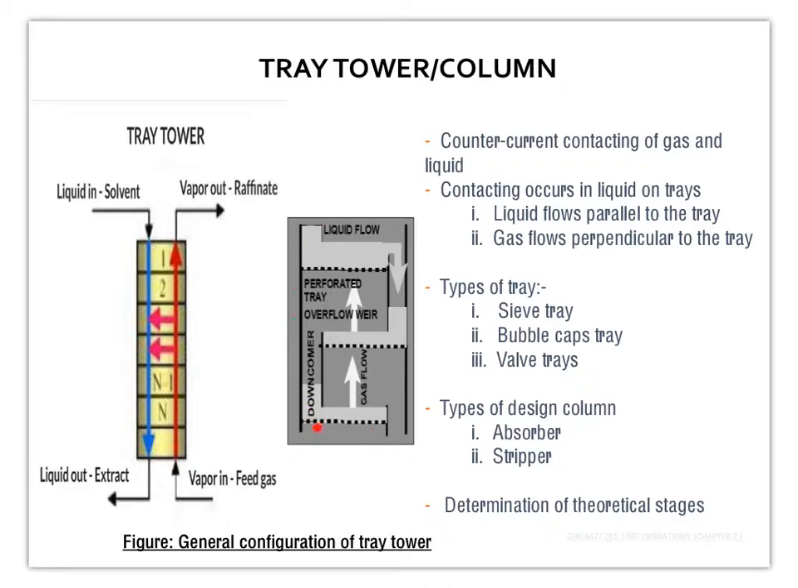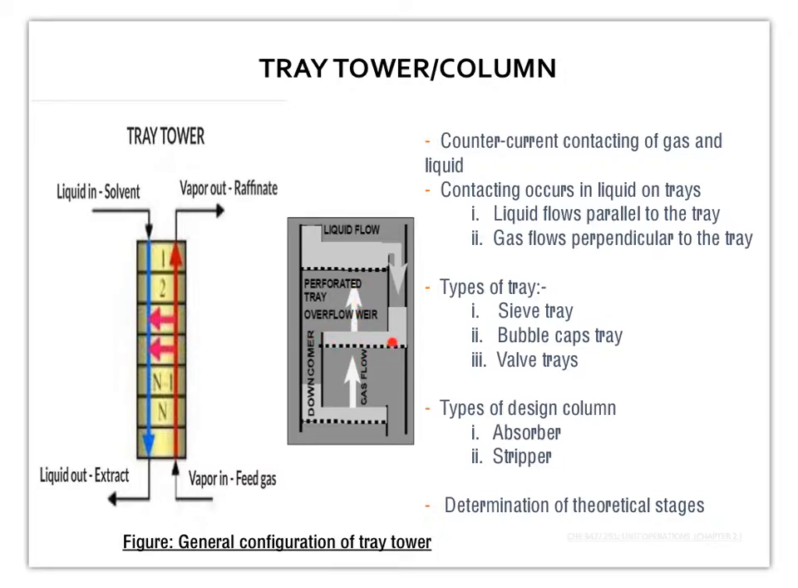As we can see here, the liquid and the gas will be in contact with each other in the column, and the contacts occur on the tray. Liquid flows parallel to the tray. As you can see here, this is where the liquid will flow, and the gas flows perpendicular to the tray.